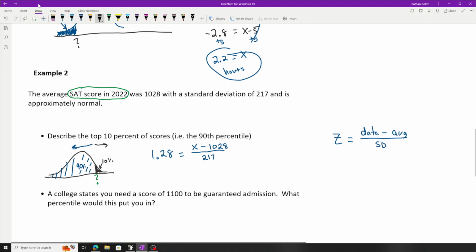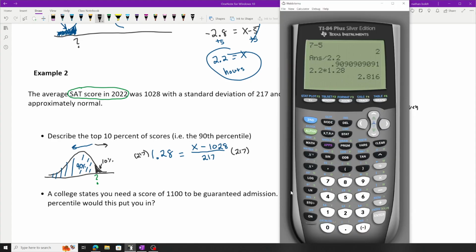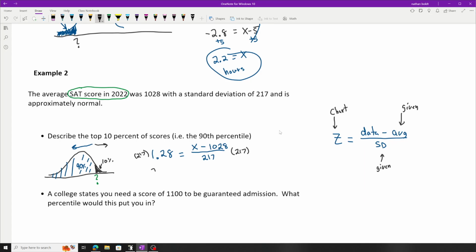All right, this number is on the chart. This number is almost always given, and this number is almost always given. Okay? All right, let's finish this one up. Multiply by 217. Multiply by 217. 1.28 times 217. It's not negative this time, right? So that is a positive 277.7 is equal to x minus 1028.